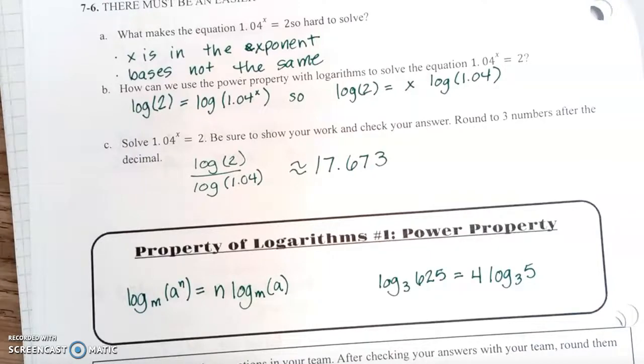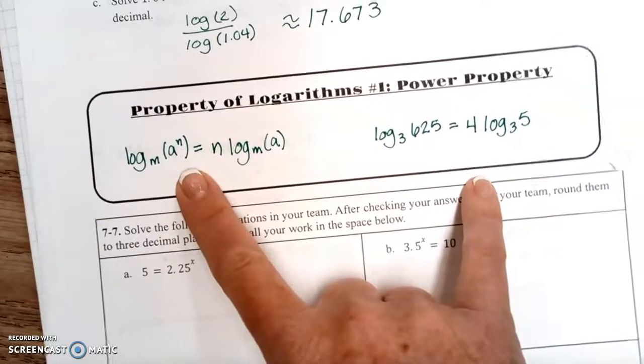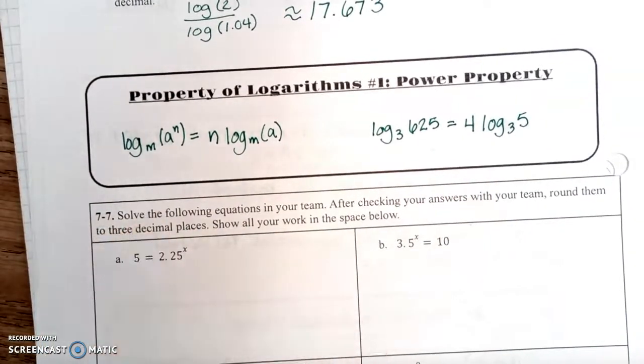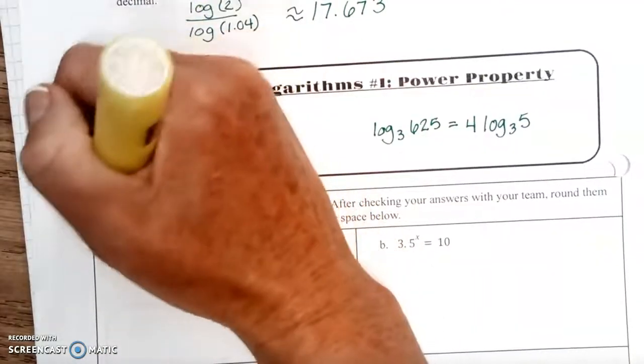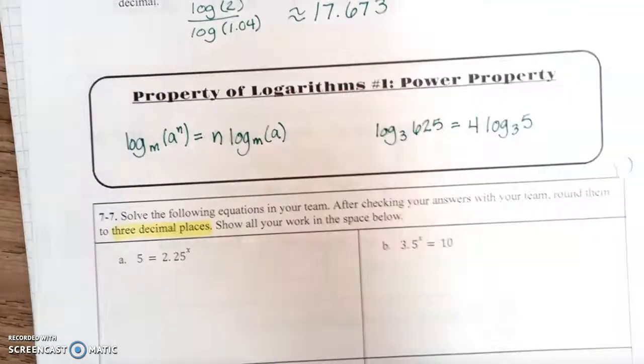So we're going to have you guys write down the log property, and then in your groups of 4, you're going to do question 7.7, which says solve the following equations in your team. After checking your answers with your team, round them to 3 decimal places. So let's highlight that. 3 decimal places. You only have 4 questions to do in your group of 4.